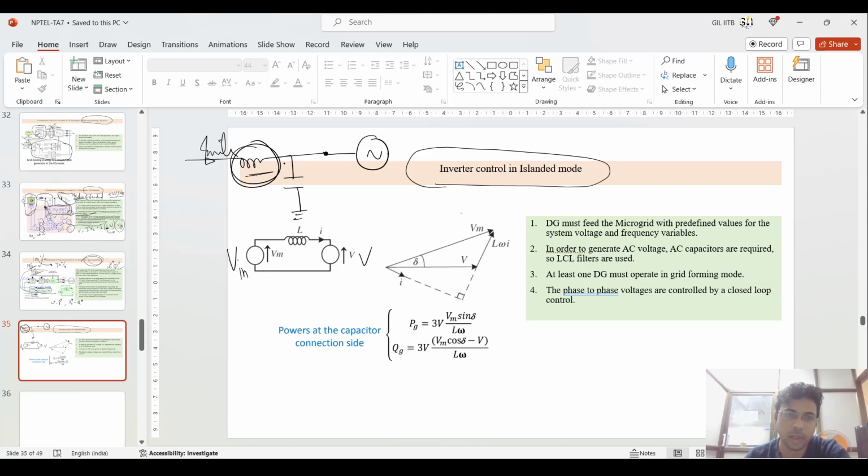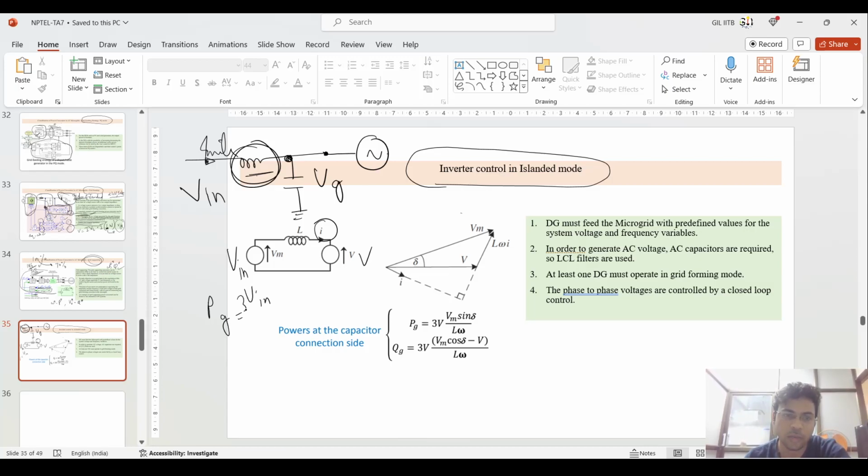Okay. So this is kind of an LC filter, and this is the voltage VG, the grid side voltage, and this is the inverter voltage. So this current is being generated. If you see what amount of power is being generated, PG is this V input RMS.